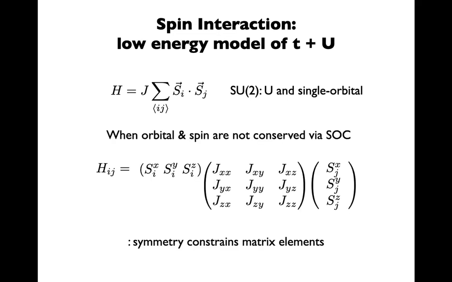But when orbitals and spins are not conserved through the spin-orbit coupling, any small finite spin-orbit coupling, it really doesn't matter. We have to extend our spin model in a symmetry form like this one here, as we discussed from the Radu's talk yesterday. So this is going to be a matrix with 6 components, which are unknown here. And the symmetry of the model will constrain the matrix elements.